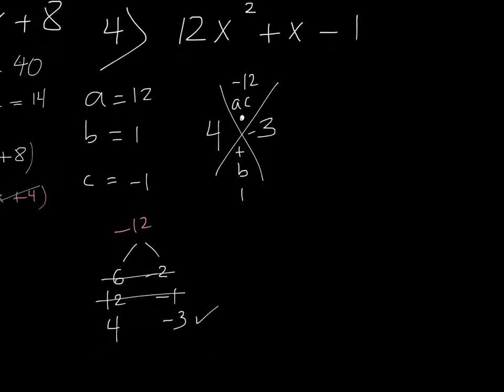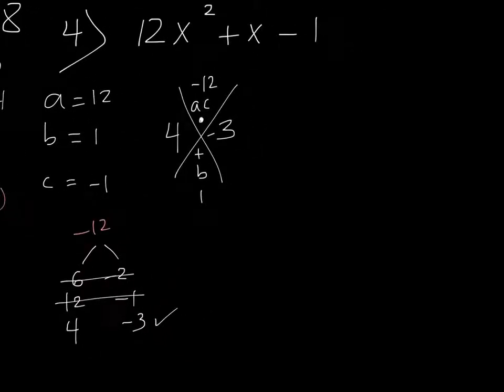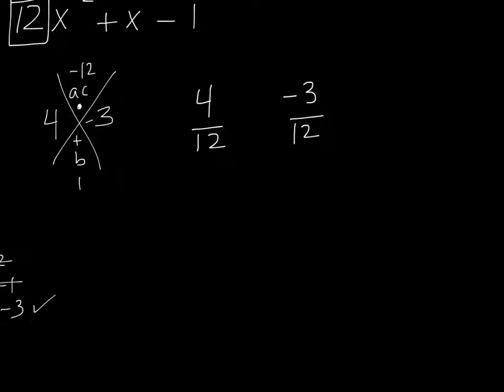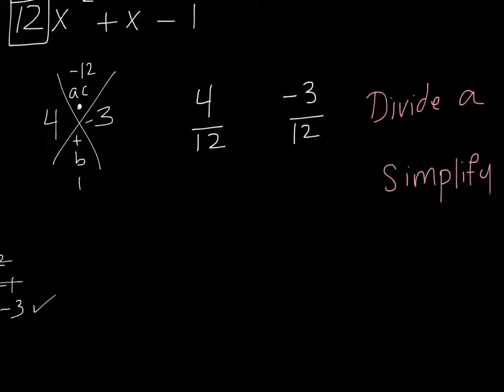Now, once you find the numbers, you can take them and write them on the side. Now, remember, you have to divide by A once you find the numbers. So let's write that down: divide by A. Then simplify the fraction if you can. Now, if I simplify the first fraction, I get 1/3.